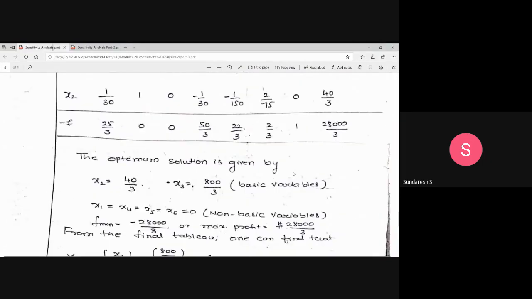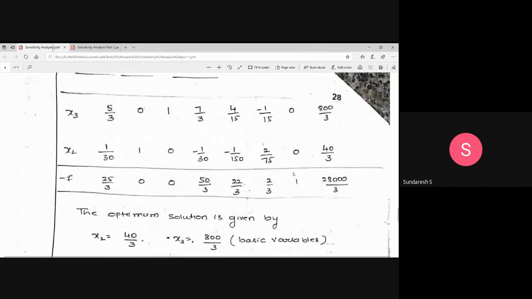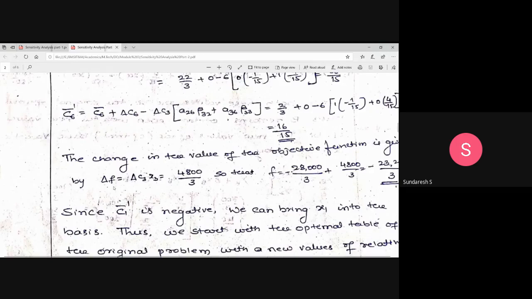Observe this carefully. Last class I will explain this one. So x3 value is 800 by 3. Am I right? X3 value is 800 by 3. Now what it says, delta f is equal to delta c3 into x3. So delta c3 is how much? 6. And x3 value is 800 by 3. Delta c3 is 6 and x3 is 800 by 3. 800 into 6 is 48,000 by 3. So this is delta f, what you are going to get.